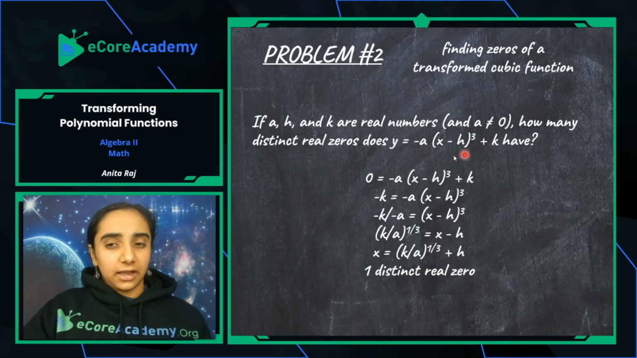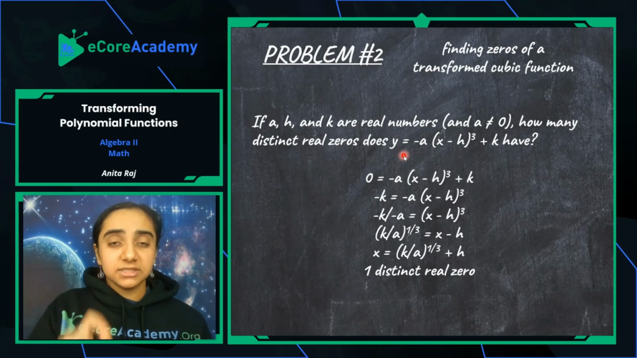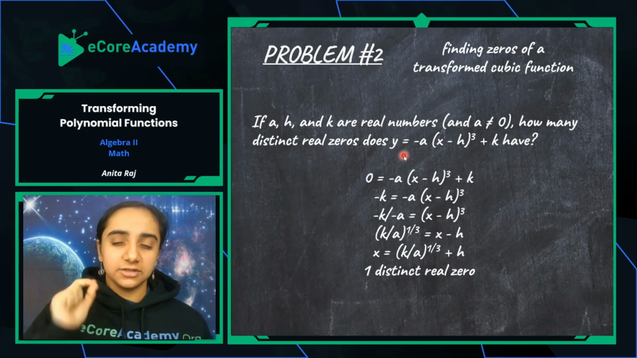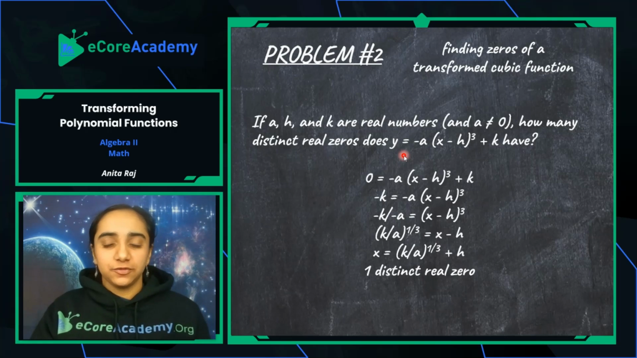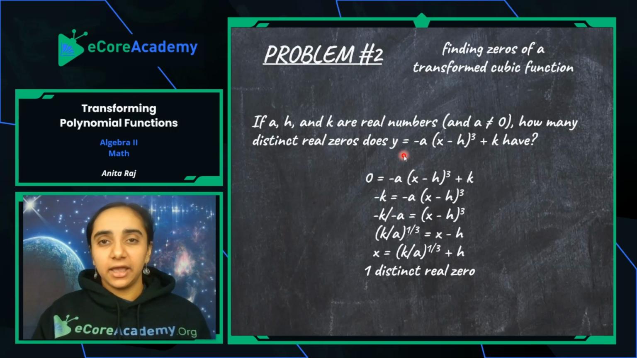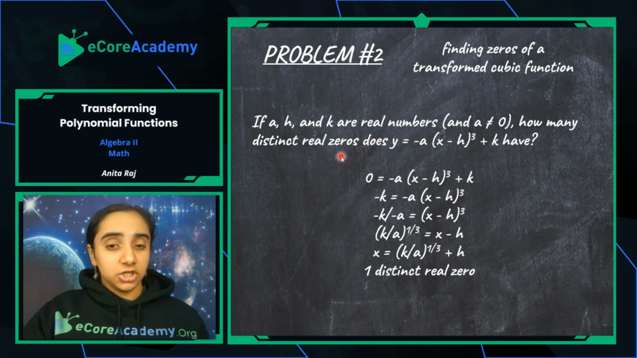Think of it for a second. We're not actually trying to find the specific value where this intercepts the x-axis. Why? Because we're not given actual numerical values for variables such as a, h, and k. We're just given these variables, so we're almost doing a literal equation, if you remember those from Algebra 1. So what we want to do is to find the distinct real zeros. What we do is we always set this equal to 0.